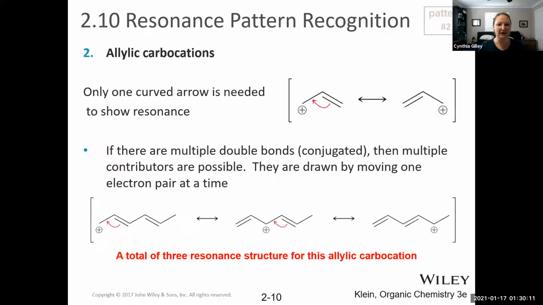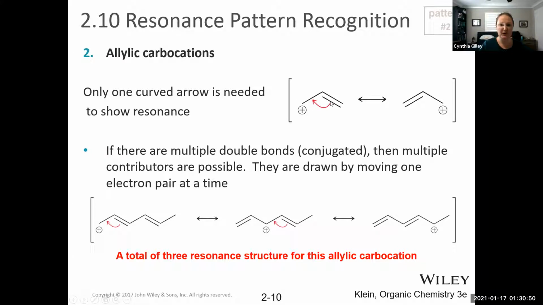Let's talk about allylic carbocations. Allylic carbocations are similar to allylic lone pairs, except there's a positive charge at what you might call the allylic position instead of a lone pair. So one bond away from a pi bond, you'll see a positive charge, and in that case, you'll know it's an allylic carbocation. When we're drawing this resonance pattern, we only need one curved arrow, and we always shift electrons towards the positive charge with this pattern because electron density will move towards what is electron deficient.